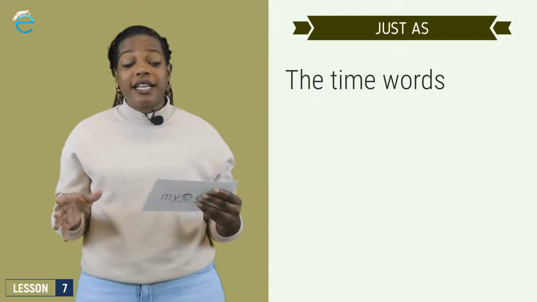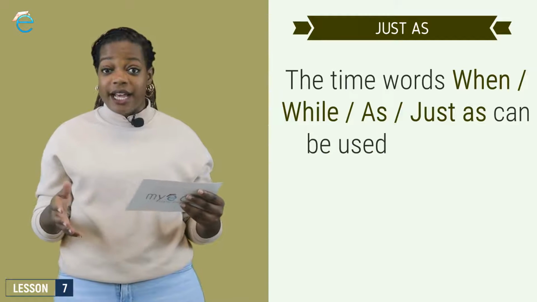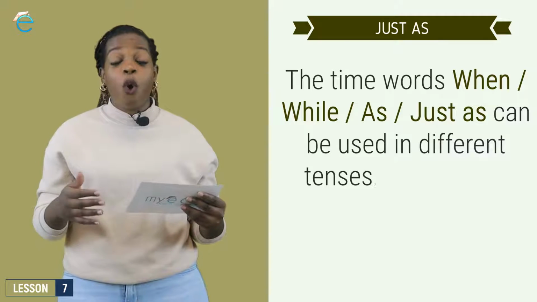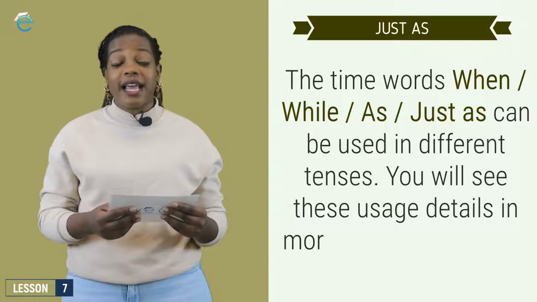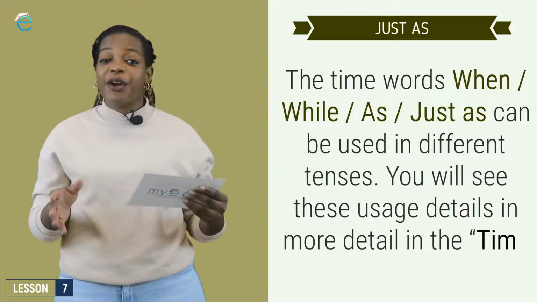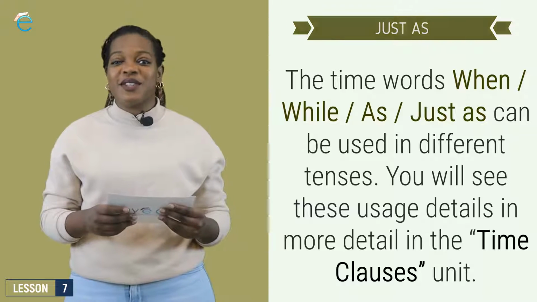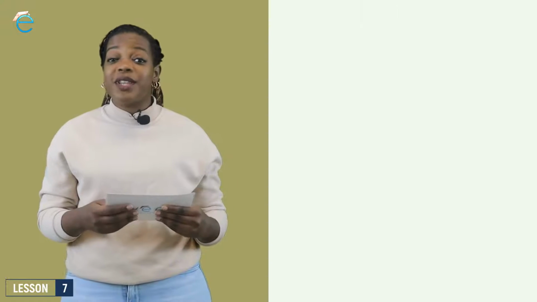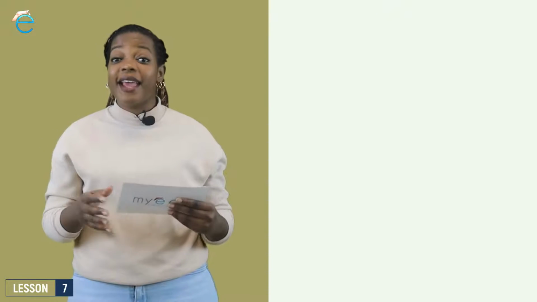Now, all of these time words, when, while, as, and just as, can be used in all of the time tenses: past, present, and future. And we're going to see this in more detail in our time clauses unit. And there you have it for our lesson on time words with simple past and past continuous tense.